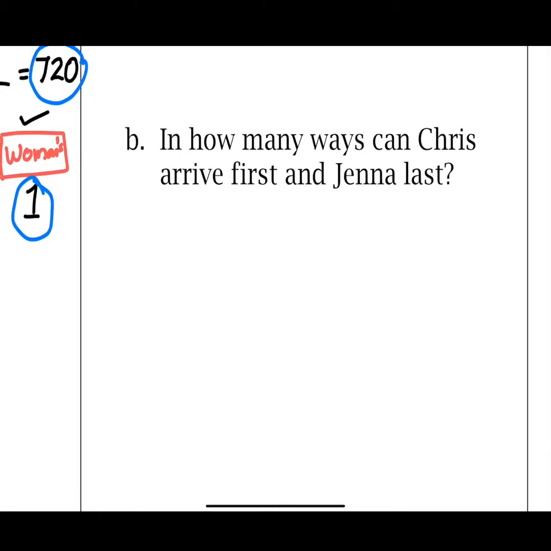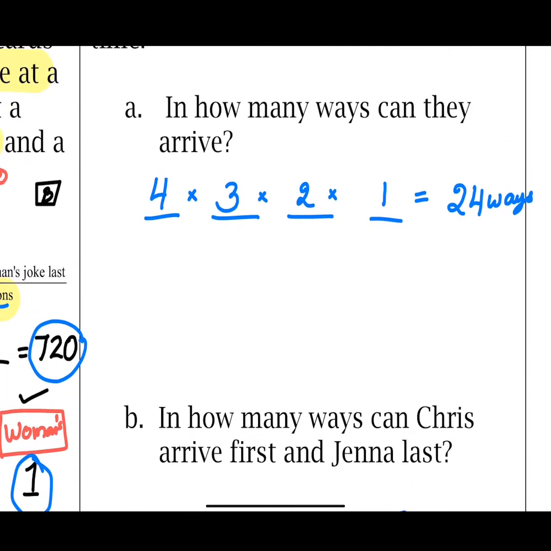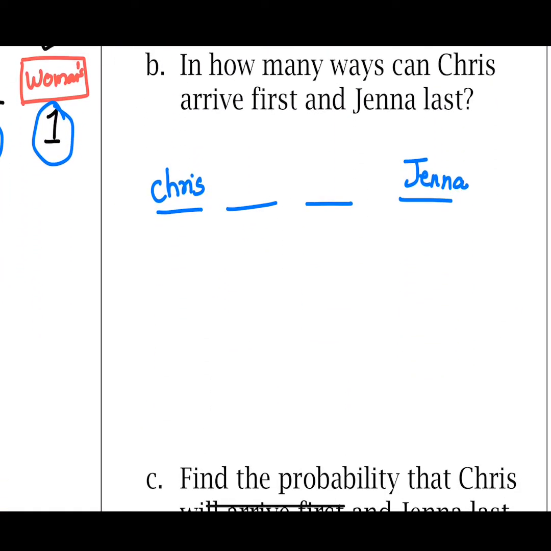How many ways can Chris arrive first and Jenna arrive last? So 1, 2, 3, 4. Chris has to come first. Jenna has to come last. What about the second one? How many options do I have? Only 2, because who is left? I forgot the names. John and Haley. So either John or Haley can come here, right? So I have 2 options.